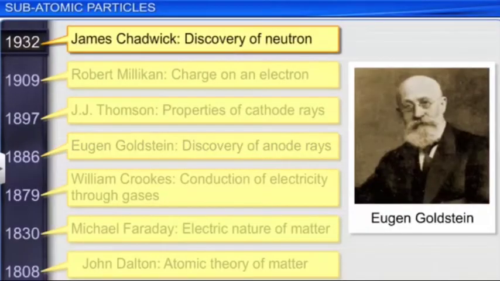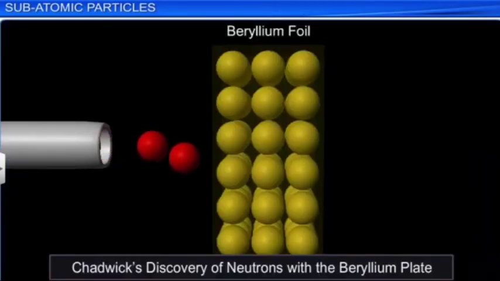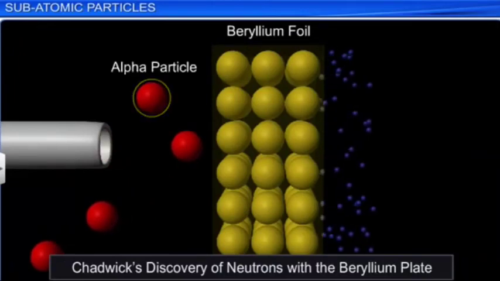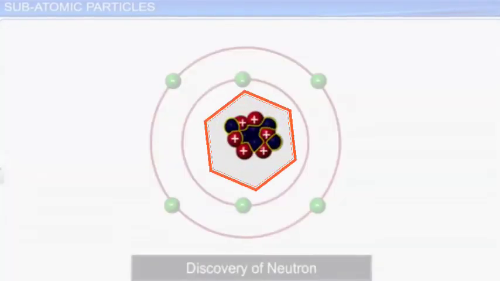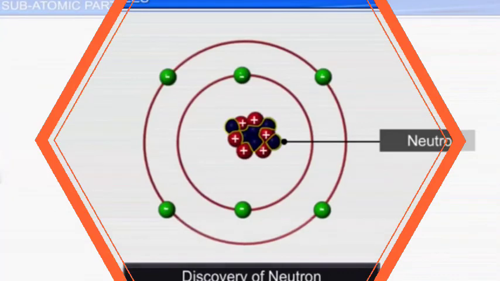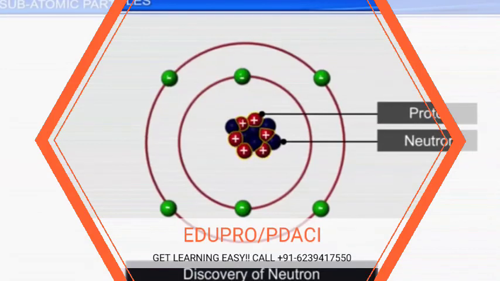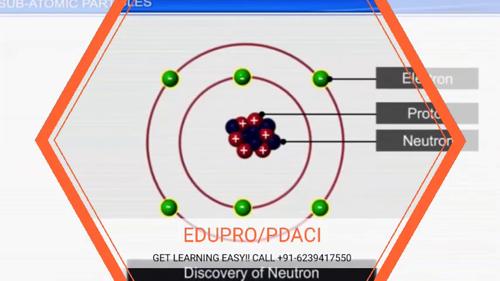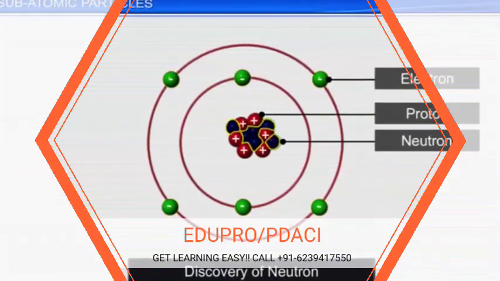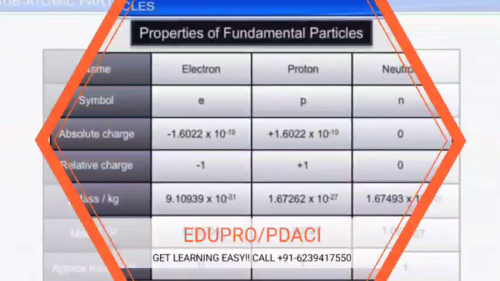Later in 1932, James Chadwick proved the presence of these heavy, neutral particles through a series of scattering experiments. In one of his experiments, on bombarding a beryllium plate with alpha particles, he observed a particle with a mass similar to that of a proton, and he named this particle as neutron. After all the subatomic particles were discovered, it was concluded that an atom is made up of protons or positively charged particles, electrons or negatively charged particles, and neutrons that are neutral particles. The table here summarizes the properties of these fundamental particles.